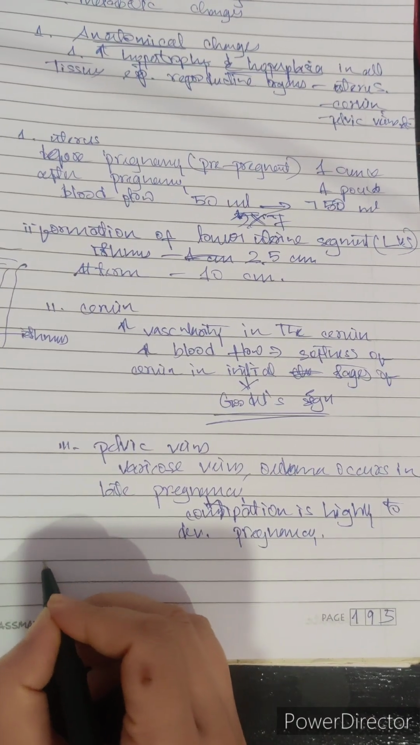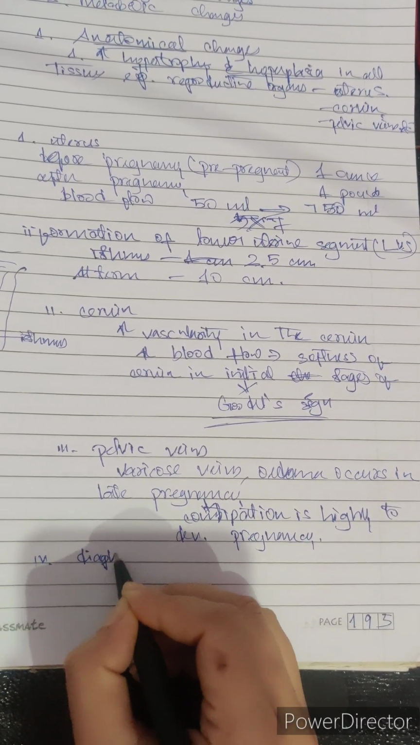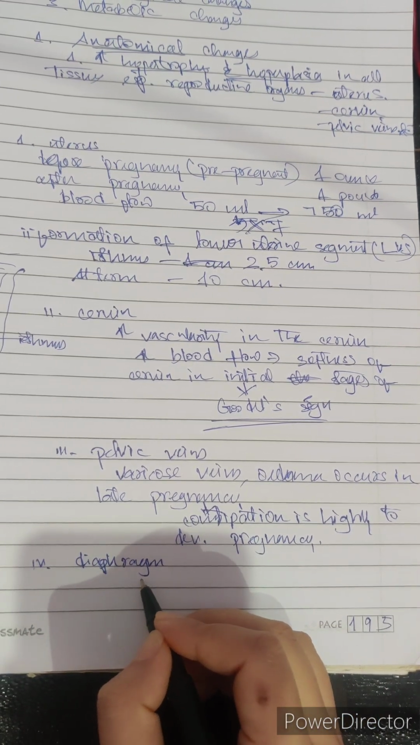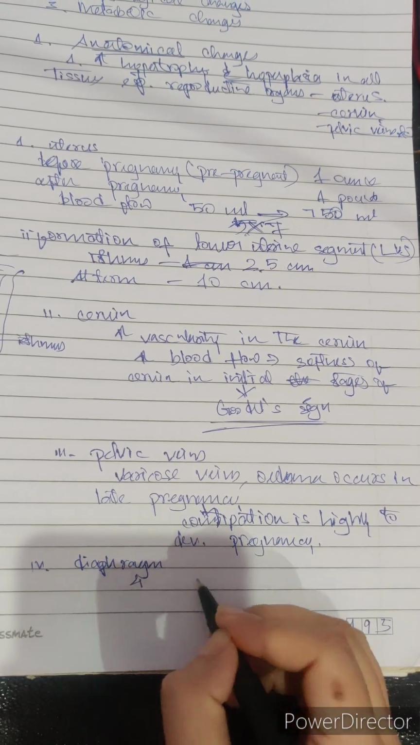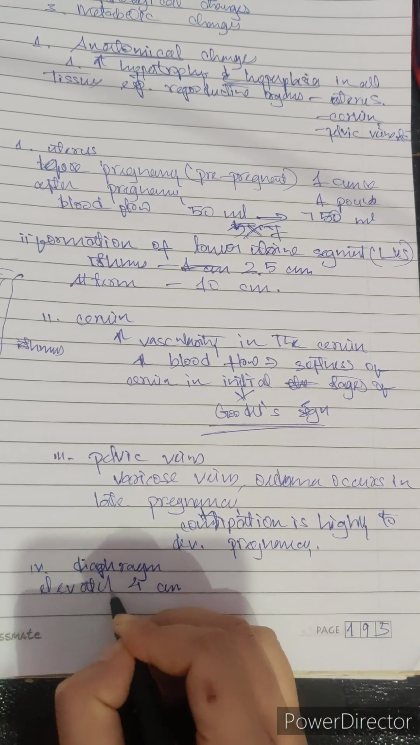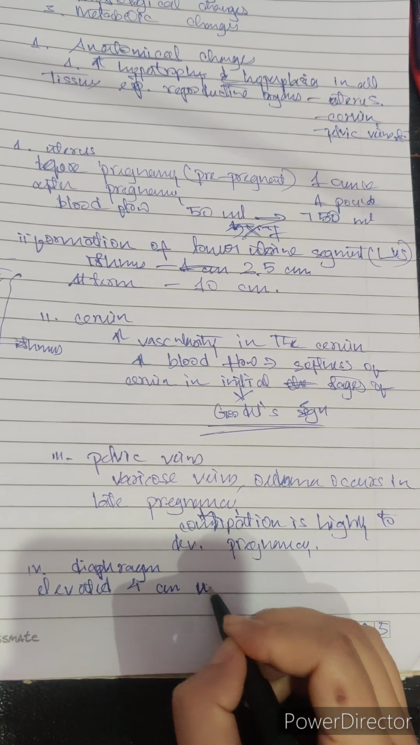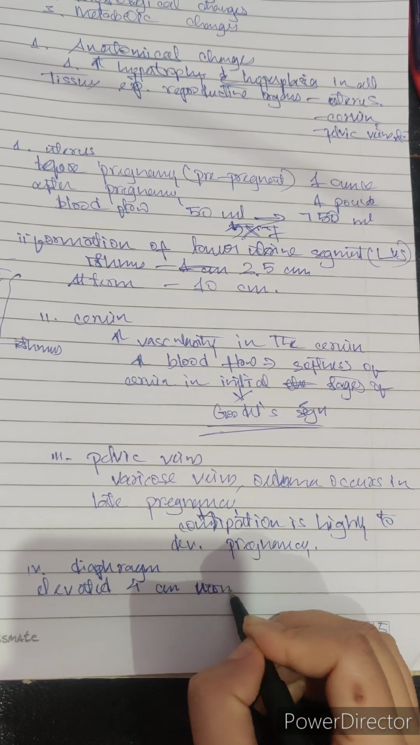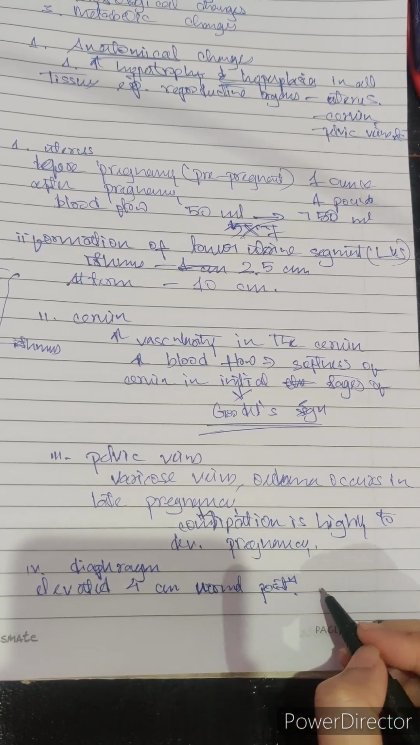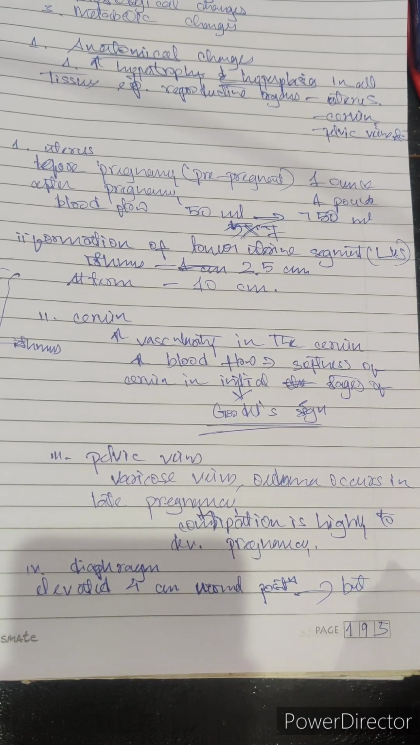One more important point is the changes seen in the diaphragm. Your diaphragm happens to be at this place. It is elevated up to about 4 centimeter with respect to the normal position. But this, however, is later compensated by the changes in the thoracic cage.